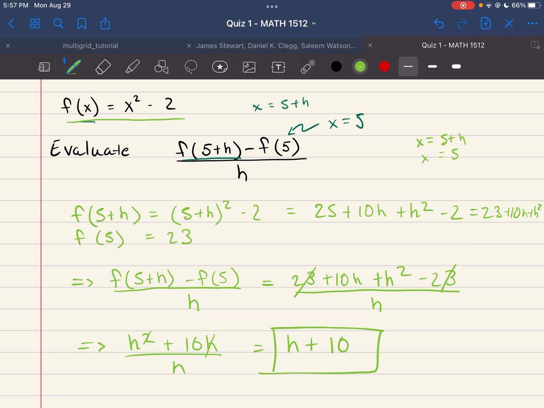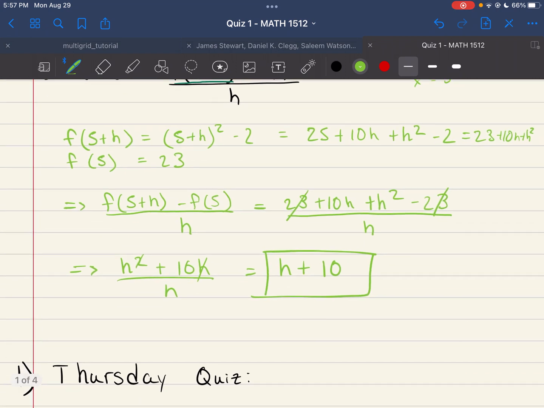Versus if we just put in f of 5, so x equals 5, we get 25 minus 2, giving us 23. Putting those two evaluations into our difference quotient, our numerator becomes 23 plus 10h plus h squared minus 23, all divided by h. We can cancel out the two 23s and are left with h squared plus 10h. Then factoring out an h and canceling with our denominator, we get h plus 10 as the answer to that difference quotient.